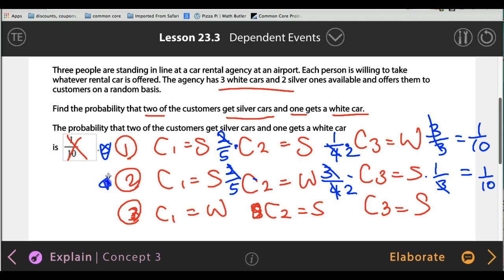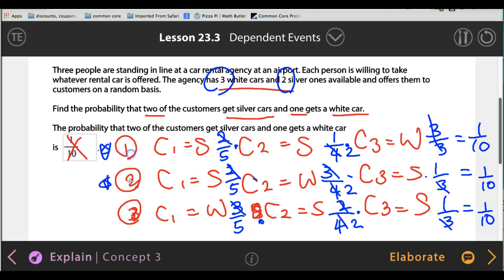Now let's look at the third situation, okay? First customer gets the white car, so out of 5, how many white cars are available? 3. Second customer gets the silver one, so now there's only 4 cars left, and how many silver ones are still left? 2. And then the third customer gets a silver one, so there's 3 cars left, and they already took a silver one right here, so now there's only 1 left, okay? So if you multiply everything together, same thing, 1 over 10.